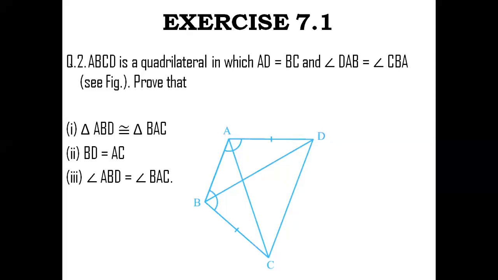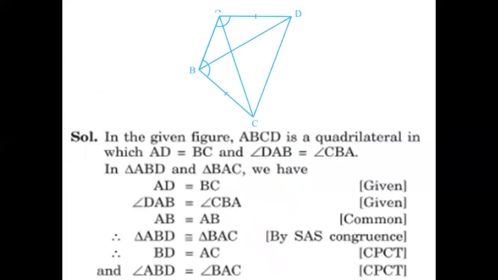Let us quickly get to the solution. Now, as we did with question number 1, here also we'll start with considering the triangles which we need to prove as congruent. But before that, I'll mention what has been given. In the given figure, ABCD is a quadrilateral in which AD is equal to BC and DAB is equal to CBA. Now, which is the given fact? Now, I'll treat triangle ABD and triangle BAC.